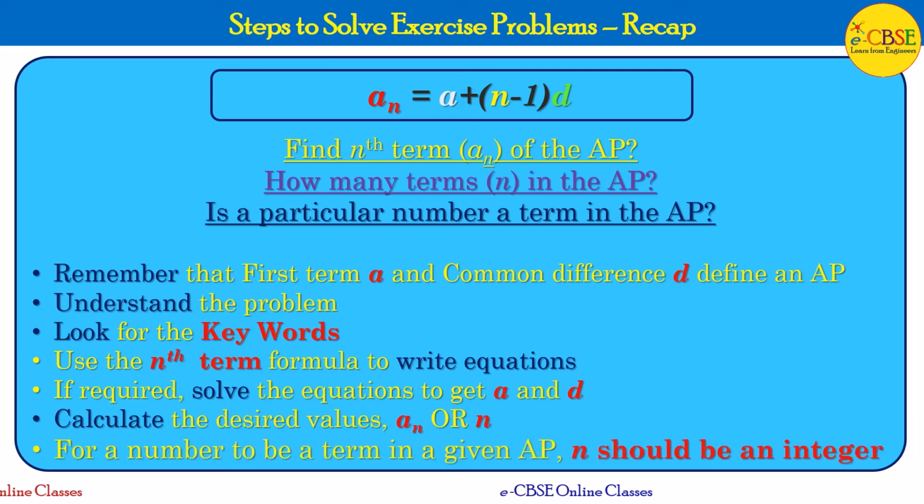And to answer the last question, whether a particular number is a term in the arithmetic progression, we need to remember that the calculated value of n should be an integer. If n is not an integer, then the given number is not a term of the arithmetic progression. Okay, so these are the steps. Please keep these in mind and stay tuned for the next video.